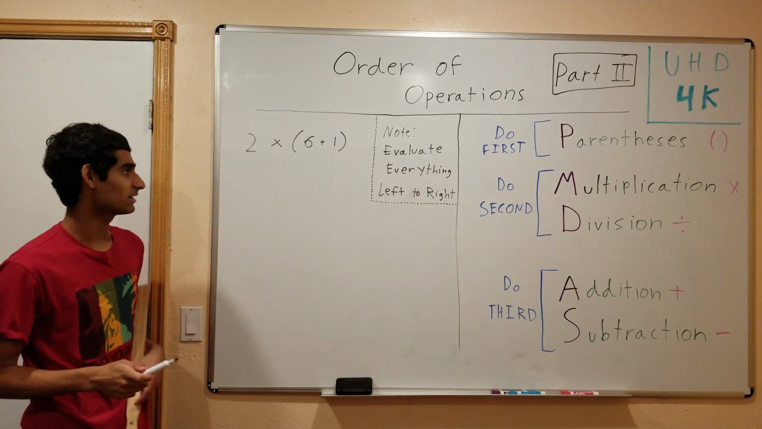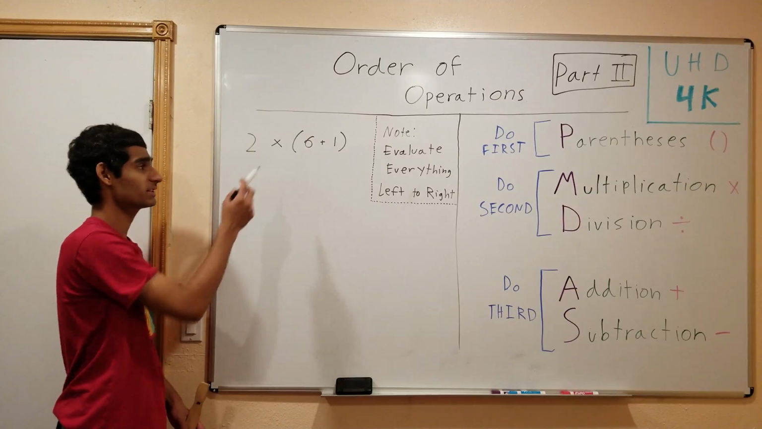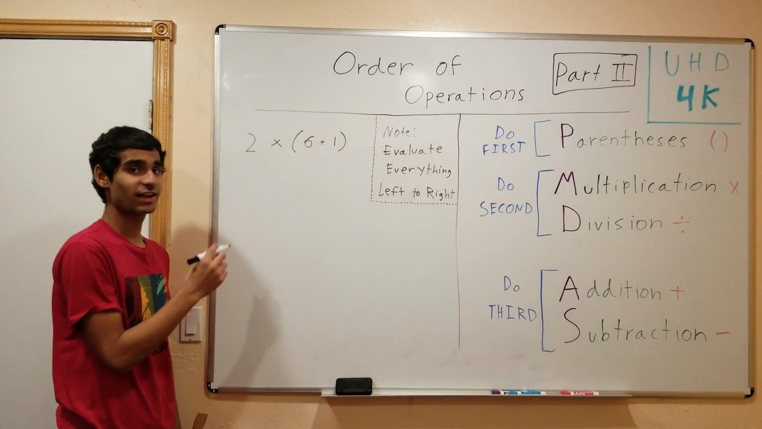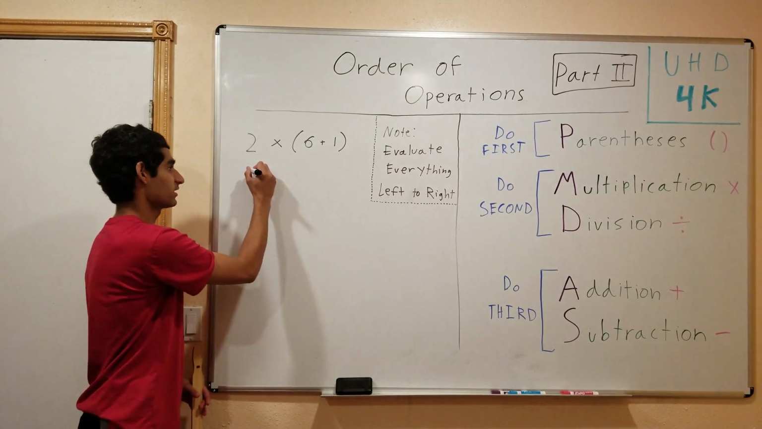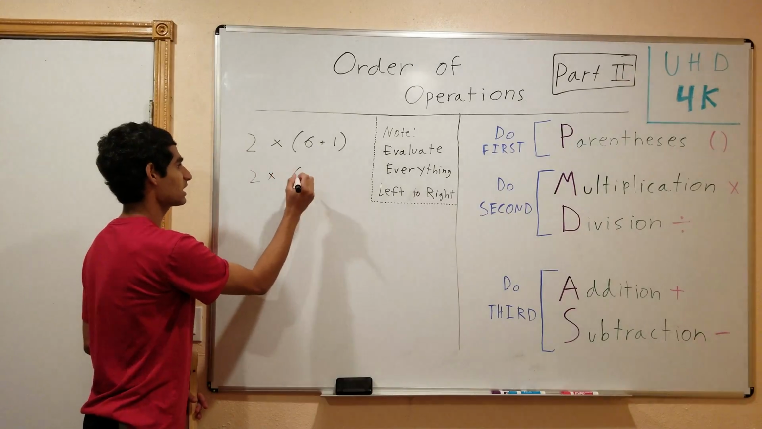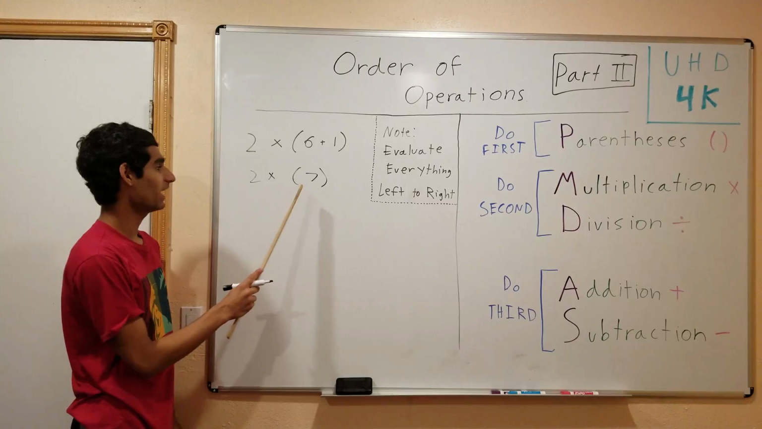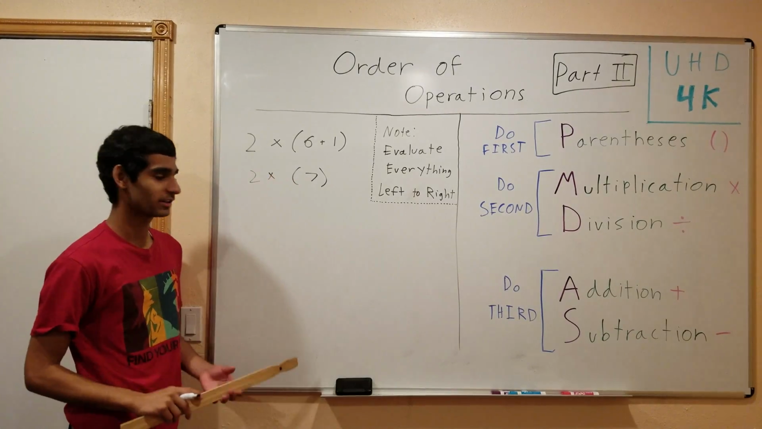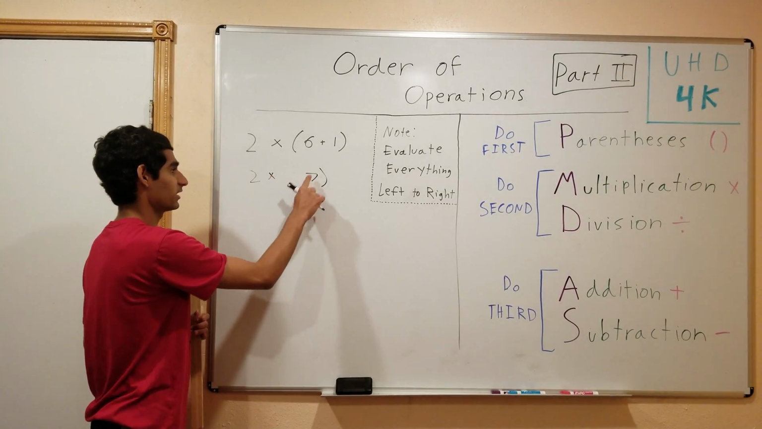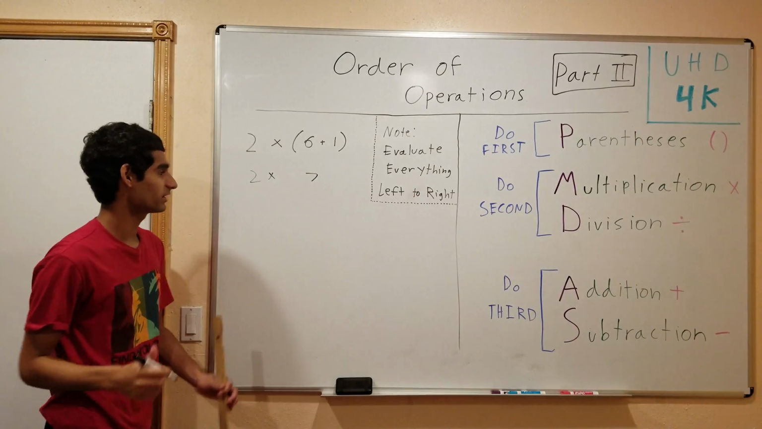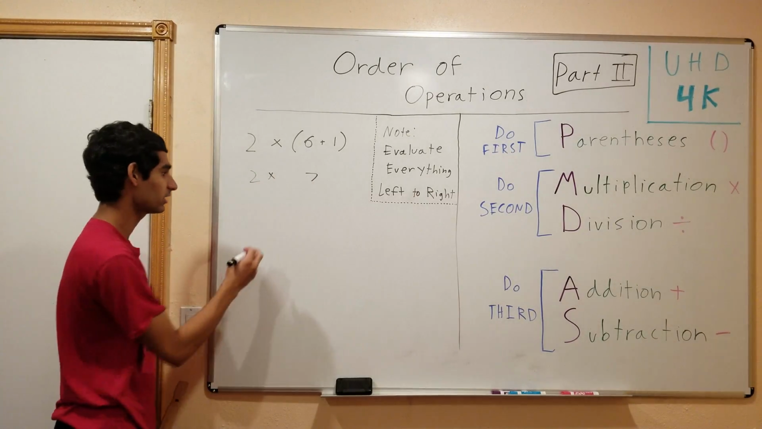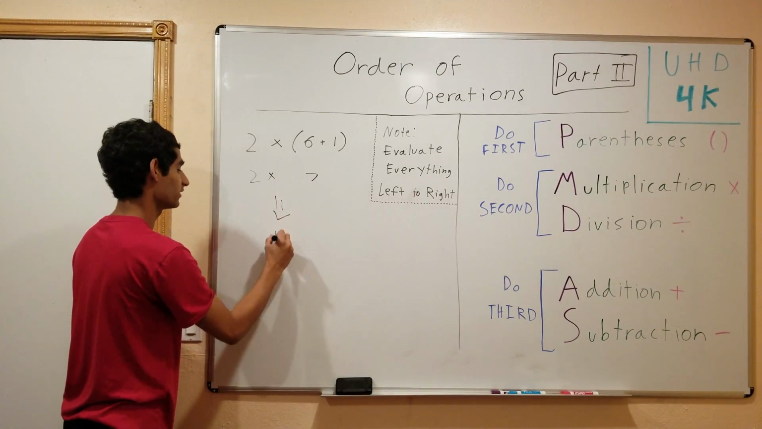Let's evaluate this statement. So I have 2 times, in parentheses, 6 plus 1. You must first evaluate everything inside the parentheses. So what is 6 plus 1? 7. So now when you have only one number inside the parentheses, you can basically just erase the parentheses. So I have 2 times 7, which we all know is 14.